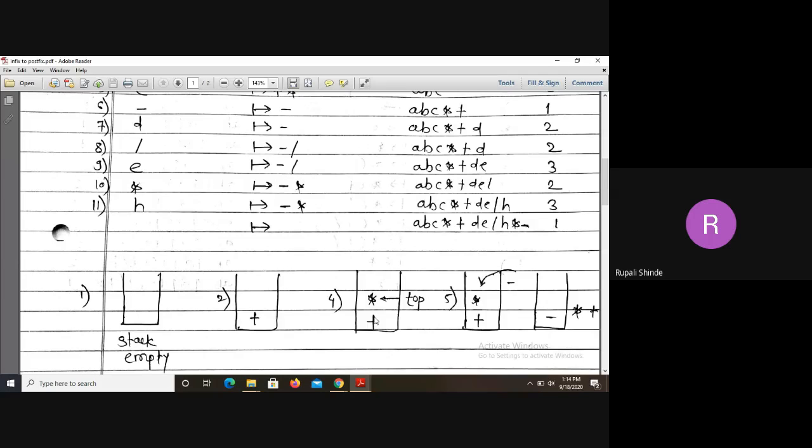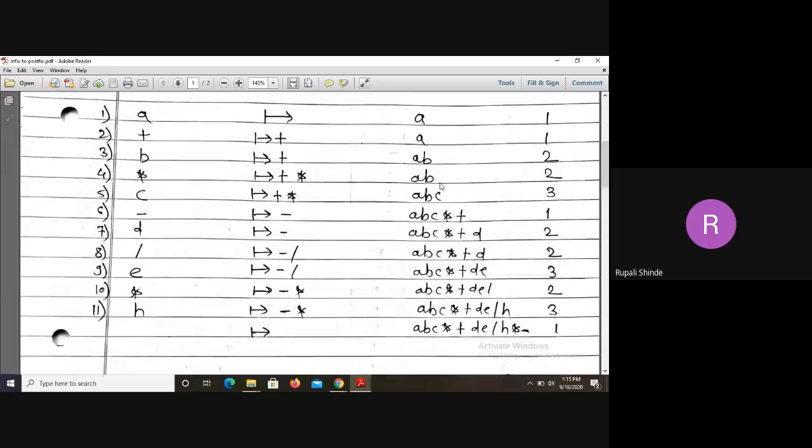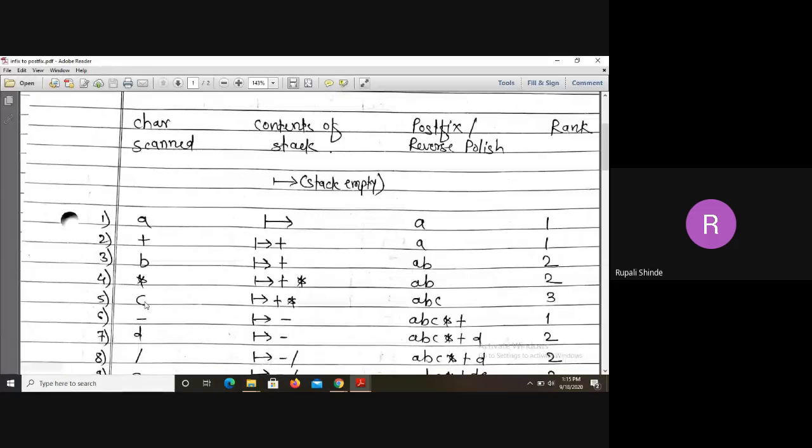But this is not correct. In that case, it is required to pop star out of stack and then only you can place plus. But here, this sequence is correct. That is, star is having higher priority than this plus operator. That's why we can keep this stack as plus and star. It is fine. Okay. Again, this next one, that is postfix and ranks remains same. Next one is C, symbol C. So again, this one is an operand.